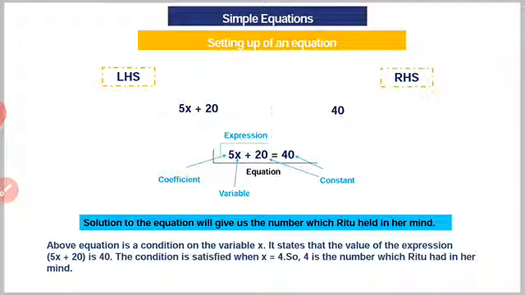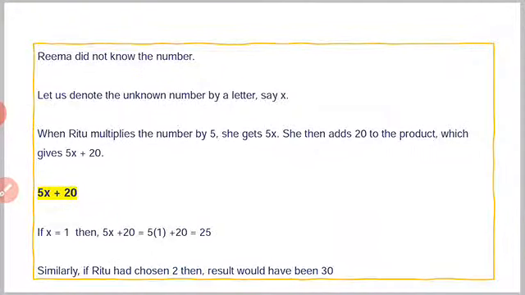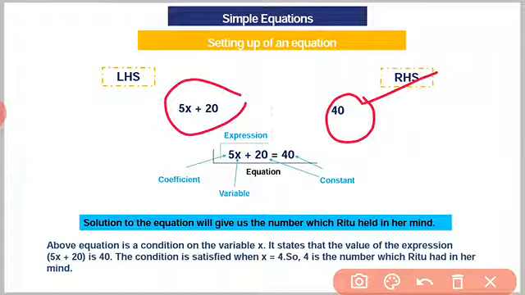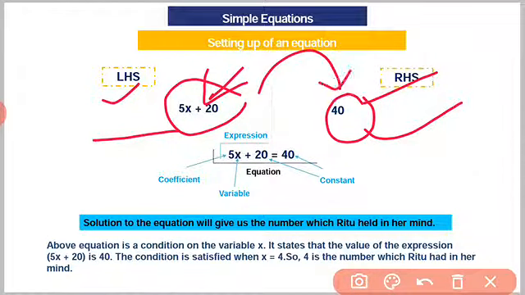Here I am keeping these two values which we got, that is 5x plus 20 and 40. 40 is the answer that Ritu got, and 5x plus 20 is the procedure that was followed to obtain the answer 40. So I am keeping this part on the left hand side and this 40 on the right hand side. So we know that whatever we did over here brings us the answer 40. That means these two things are equal. So we get an equation.